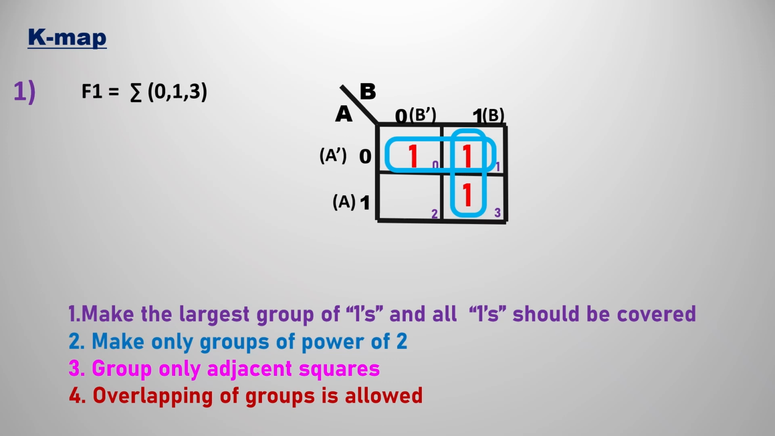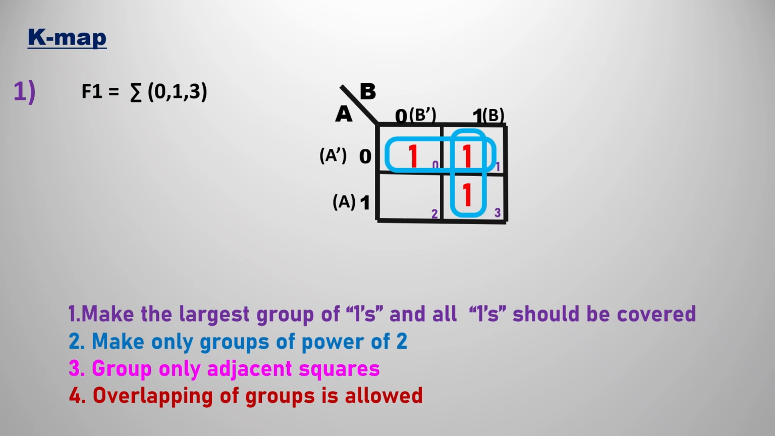These are the 4 points that we can discuss. I will discuss the very important rules of making K-map groups in the upcoming video. Just have an overview of how we have to make groups. Make the largest group of ones, and all ones should be covered. Remember this thing: all ones should be covered, that's the important point, along with the largest group of ones.